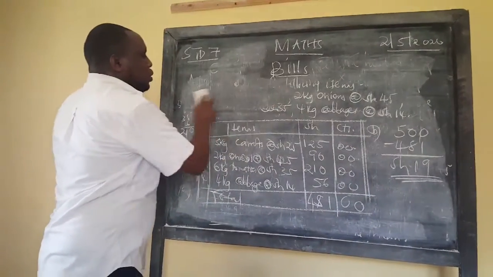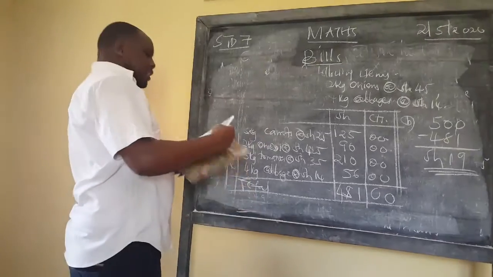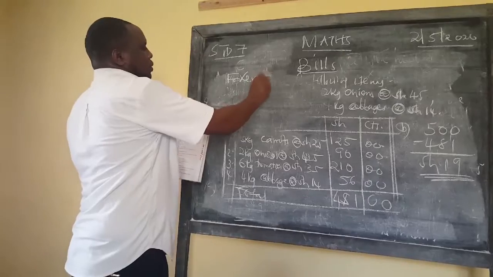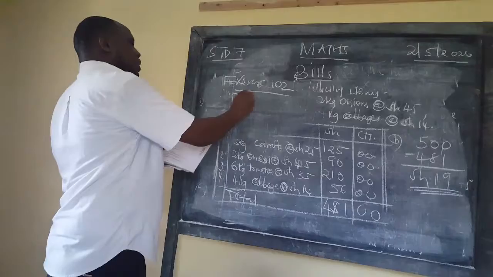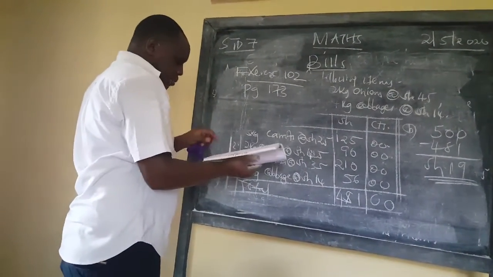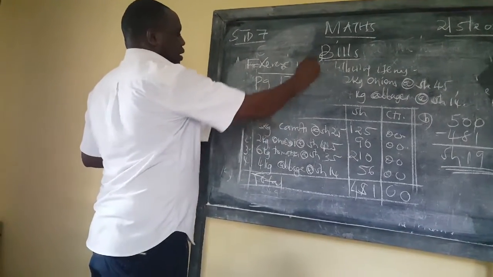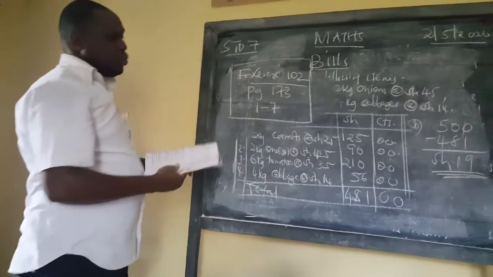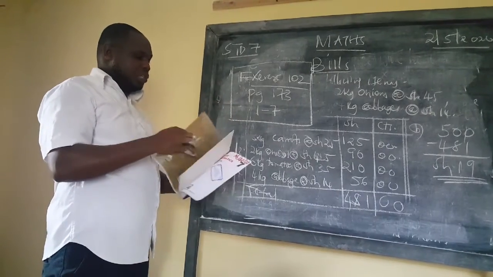So I want you to attempt some questions on exercise 102. That is on page 173. There is work there. Number 1 up to number 7. Kindly use a ruler and a pencil to prepare the bill following the examples that I've shown you on the chalkboard.